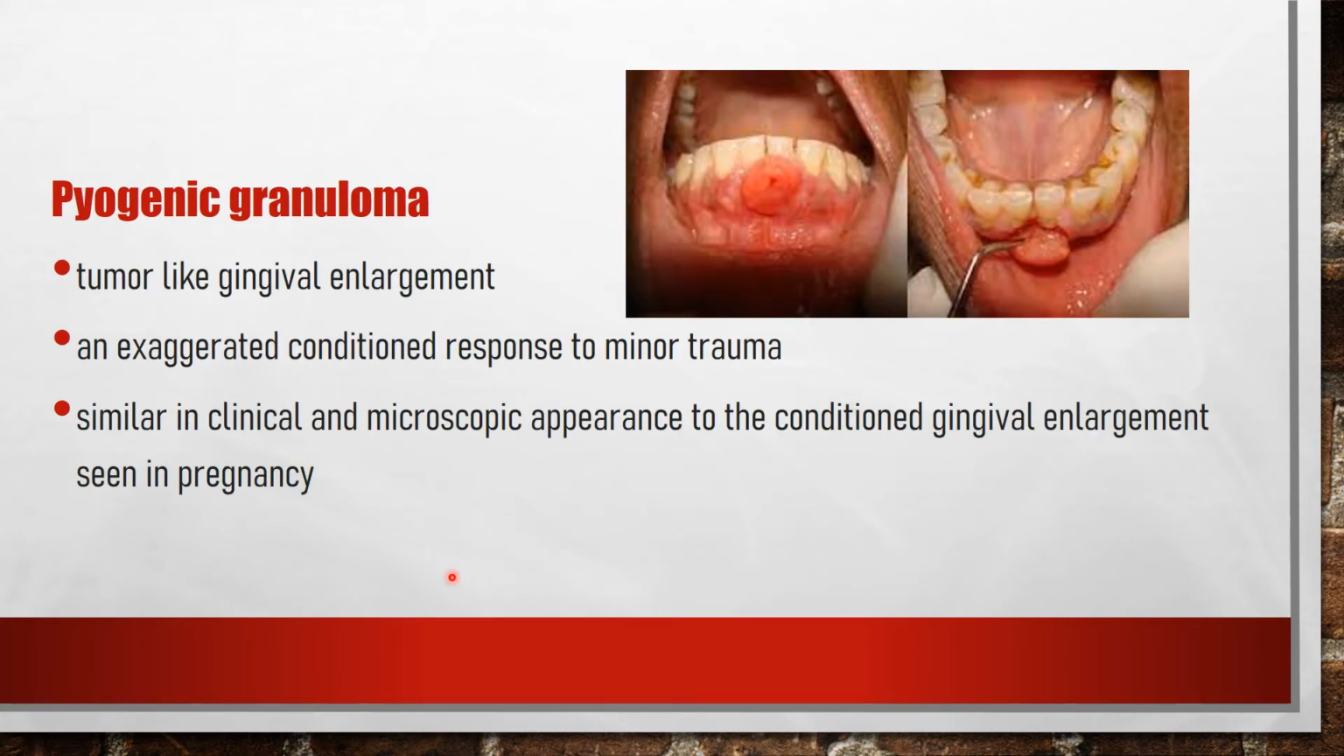Then coming to the pyogenic granuloma, you can see the tumor-like gingival enlargement. This mostly occurs as an unconditioned gingival enlargement. It usually occurs as an exaggerated response to minor trauma. You can see this pyogenic granuloma. It is easily detachable. It is similar in clinical and microscopic appearance to the conditioned gingival enlargement, that is, the pregnancy tumor. This is the same feature as that of the pregnancy tumor. So that is pyogenic granuloma.